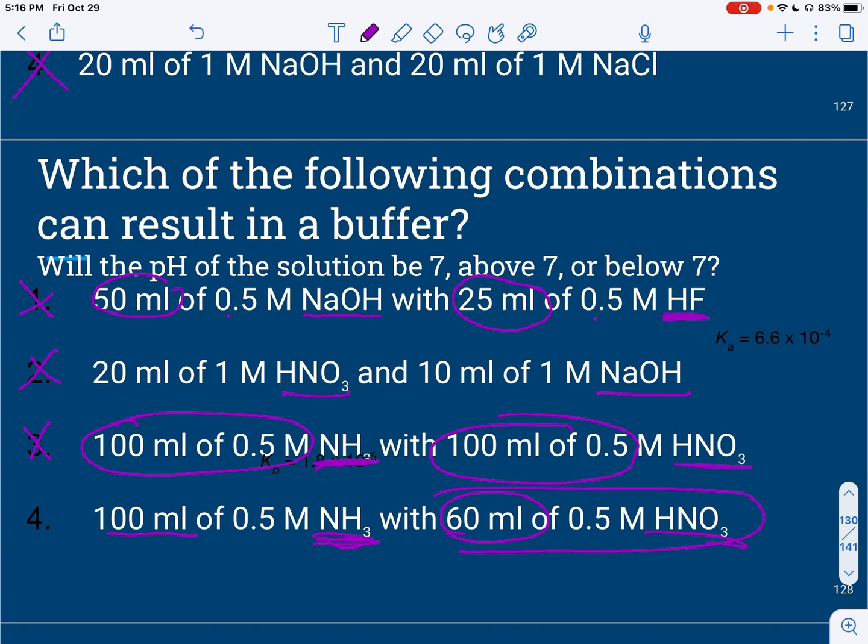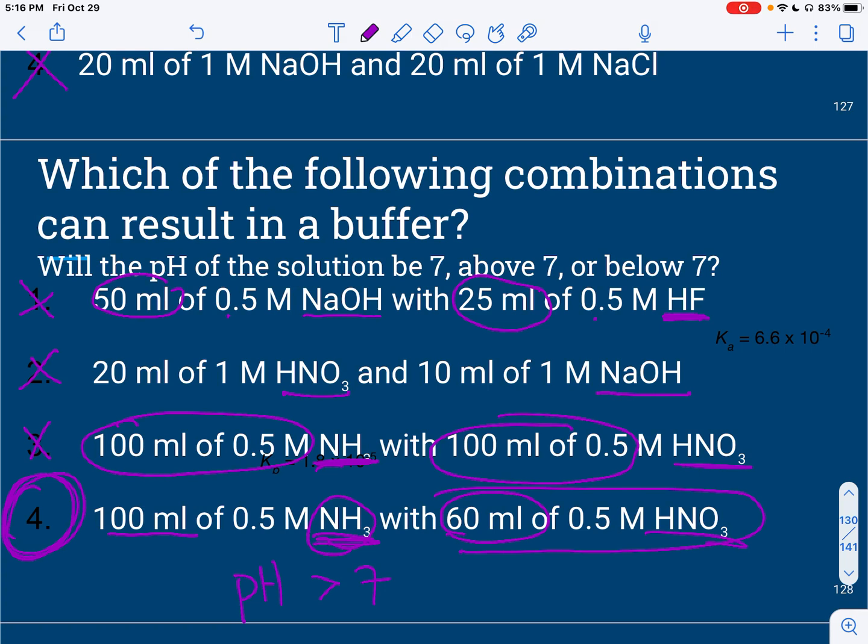It is the weak base partially titrated, which we now know from our last video means we have created some of that conjugate acid. So this is a buffer, and the pH is going to be greater than 7 because we haven't hit that equivalence point yet. Right? So if you think back to our titration problems from last class, before we hit the equivalence point, we're still in that basic area.